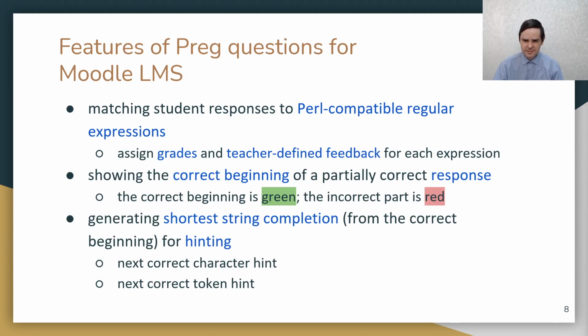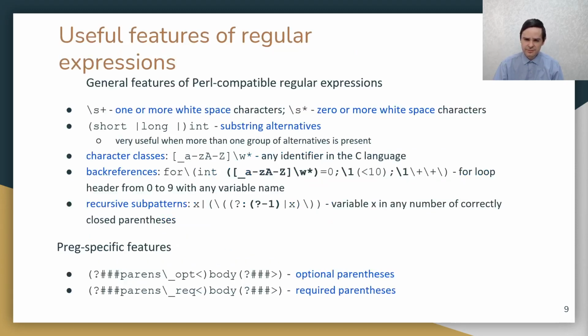PEREG software can determine partial matches and so show partially correct responses, marking correct and incorrect parts in green and red colors respectively. It can also generate the shortest completion of a partial match, which allows hinting the next correct character and next correct token. Regular expressions have many features that are good for matching lines of code. For example, combining the character class for whitespace characters with infinite quantifiers, we can deal with optional and required spaces which aren't limited in a real program.